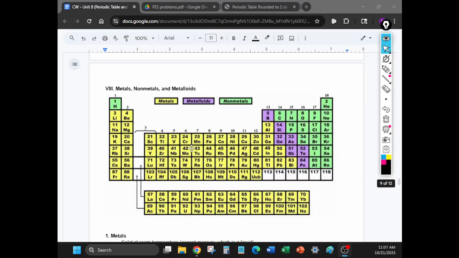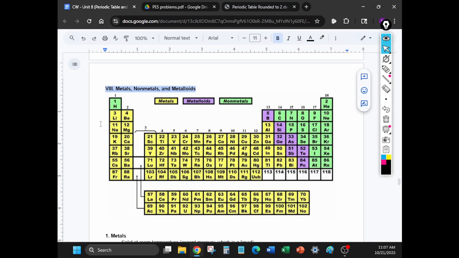All right, so the last part of the unit is the easiest part. We're going to look at what we call the types of elements. There are 3 types of elements on the periodic table. They're called metals, nonmetals, and metalloids. Okay, there are 3 different types of elements: metals, nonmetals, metalloids.